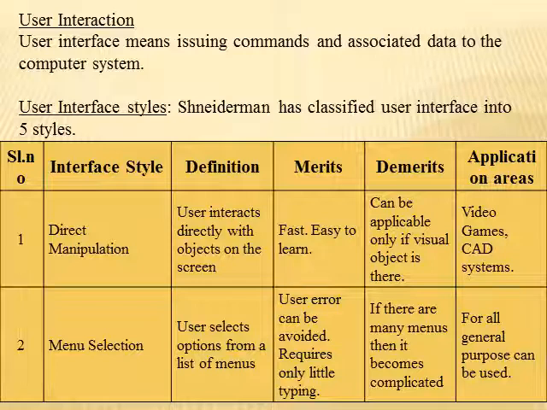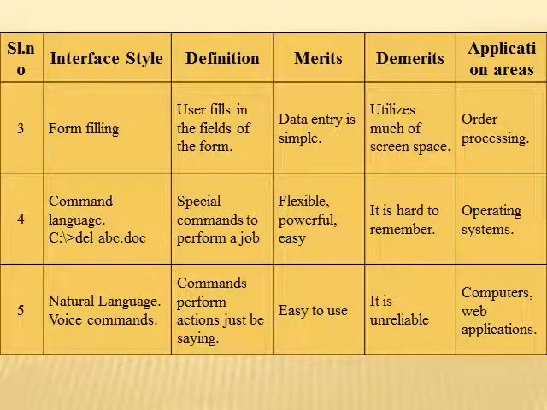So what are the interaction styles? One is direct manipulation, but they need more knowledge to handle it. Next is menu selection. By using menu selection they can do the menus or anything, but here the error rate will be a little bit more. And next is form filling. By filling forms they can also use the interfaces.